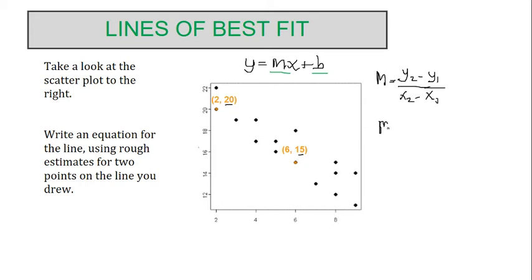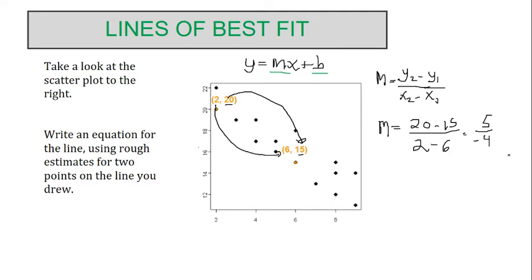All right, so I'm going to go ahead and calculate the slope. I'm going to subtract my y-coordinates. In this case, I have 20 minus 15. I'm going to divide that by the difference of the x-coordinates. So in this case, the 2 and the 6. So I write 2 minus 6. All right, so when we calculate out that slope, we're going to get 5 over negative 4.